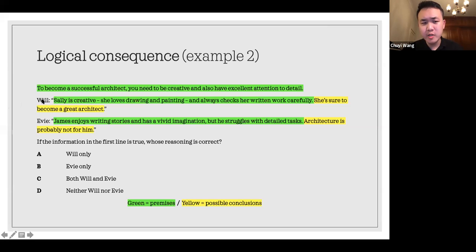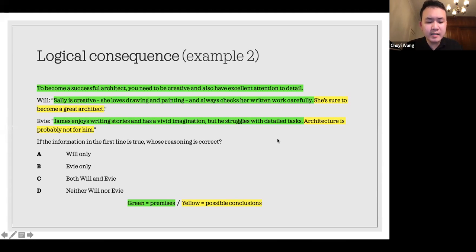So for this type of question, Will says, Sally is creative, she loves drawing and painting, and always checks her written work carefully. She's sure to become a great architect. Evie says, James always enjoys writing stories and has a vivid imagination, but he struggles with detailed tasks. Architecture is probably not for him.